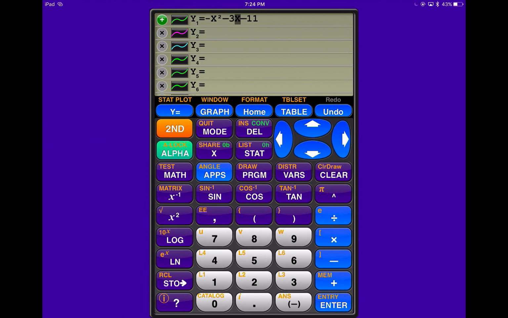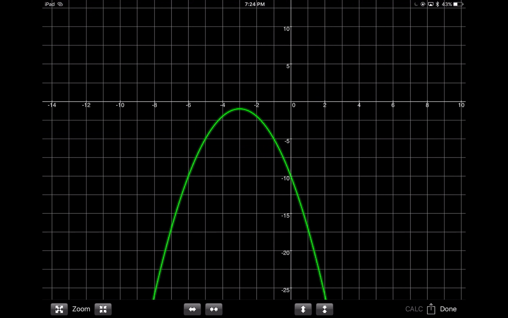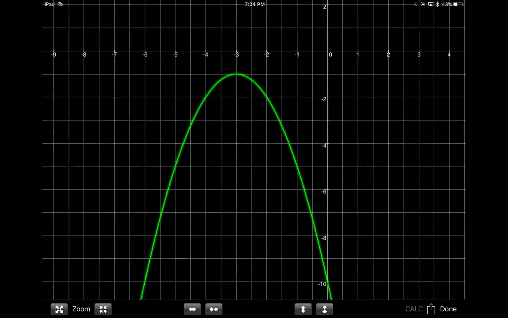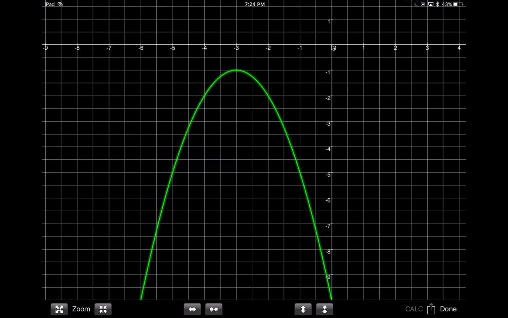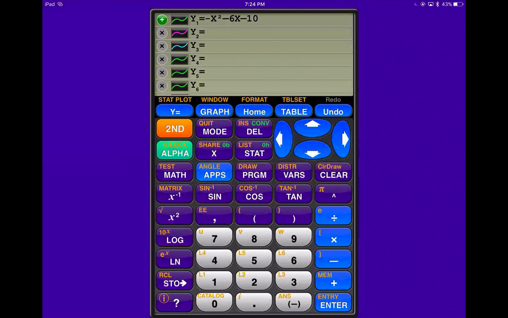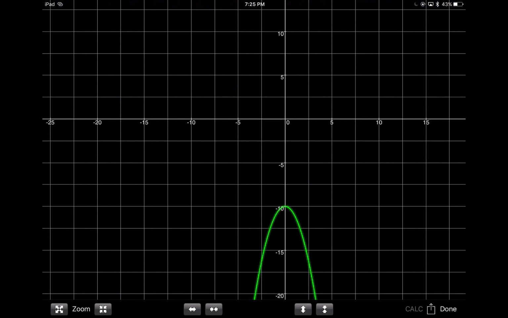So let me try the second one, 6x minus 10. Now this does look like it could have just gone down 1. Yep, and it did. So it's reflected, it went to the left 3, and it went down 1. So that's probably my answer, but let me double check that the one without a middle term is not my answer. Oh yeah, definitely did not go down just 1.